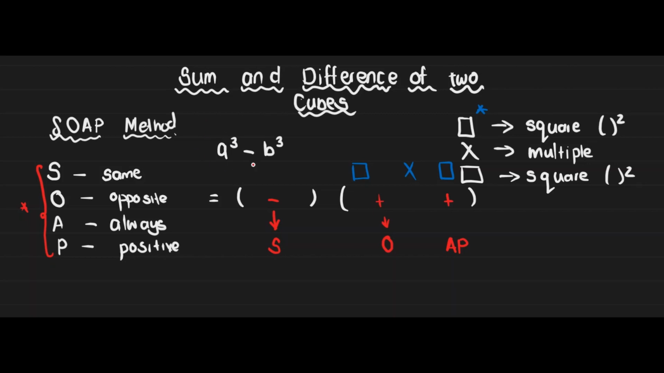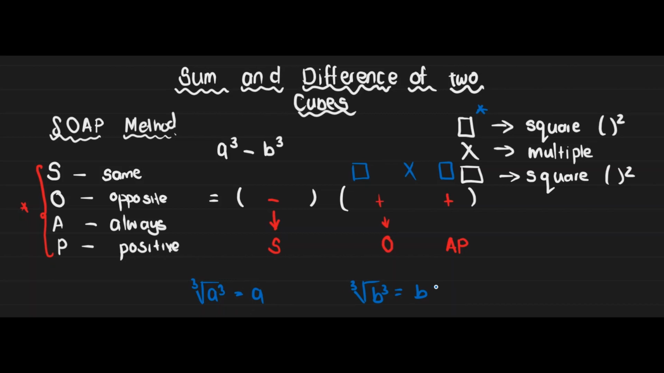So now let's move on to substituting the variables. Before we substitute, we need to find them without the cube, meaning we need to get rid of the cube of each term. So let's do it in blue. The cube root of a to the power 3 is going to give you a, right? And the cube root of b to the power 3 is going to give you b.